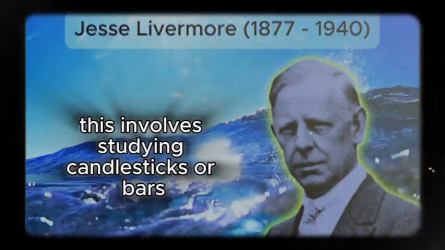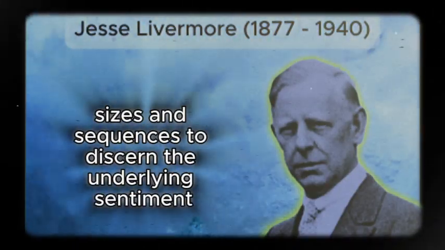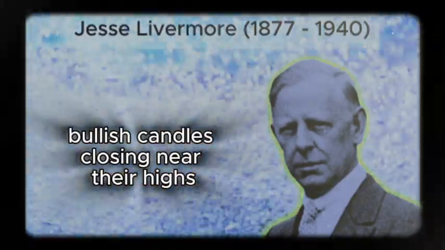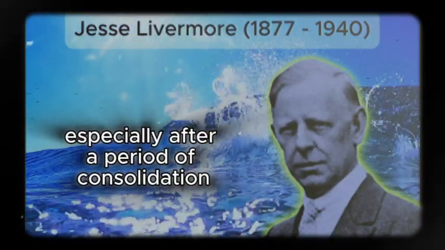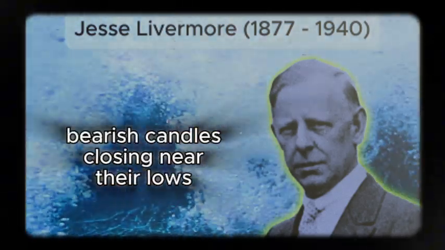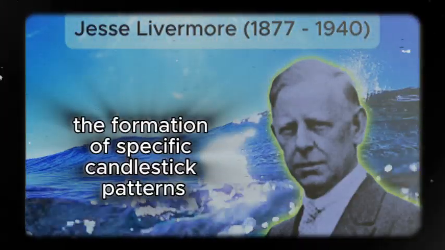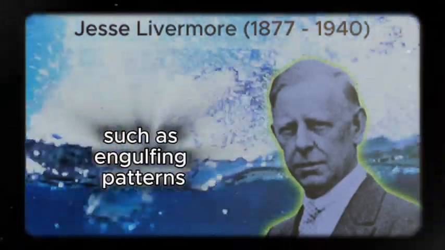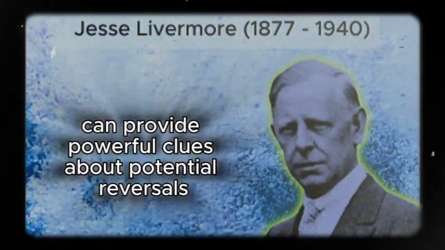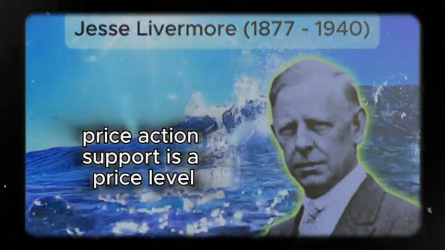This involves studying candlesticks or bars, their shapes, sizes, and sequences, to discern the underlying sentiment. For instance, a series of large bullish candles closing near their highs, especially after a period of consolidation, signals strong buying pressure. Conversely, long bearish candles closing near their lows indicate aggressive selling. The formation of specific candlestick patterns, such as engulfing patterns, hammers, or shooting stars, at critical junctures can provide powerful clues about potential reversals.